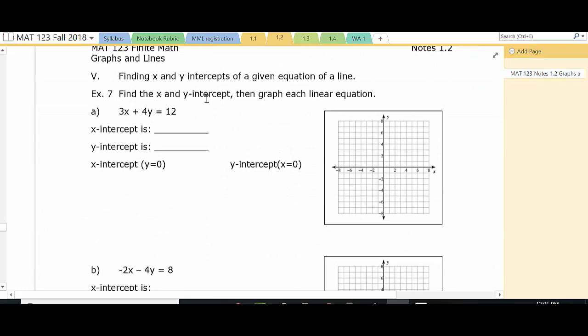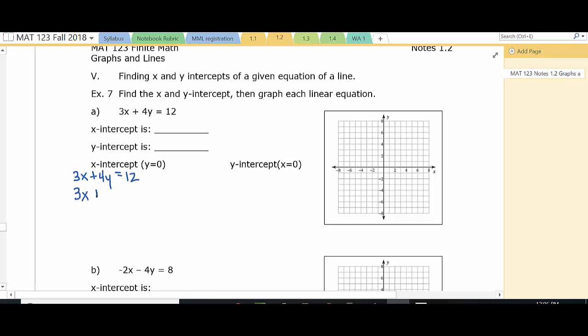Okay, now what we're going to do is some intercepts. You've got an equation, and we're going to find both the x and the y intercepts. What you need to understand is that to find an x-intercept, you set y equals 0, and we'll talk about why that is. So go ahead and write down the equation that we're working with. What I'm going to have you do is replace y with 0.